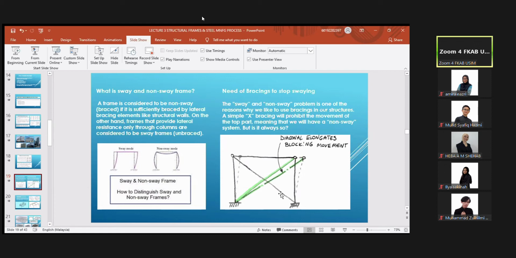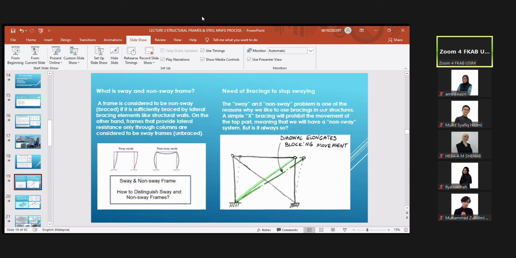But if we are talking about the same goalpost, we put a brace. Of course, the goalkeeper is not there. We put a brace here from one point to another. If they apply load here, it can push down, but it cannot sway, because the whole frame is held back by the diagonal brace. This diagonal, as you mentioned earlier, blocks the movement.